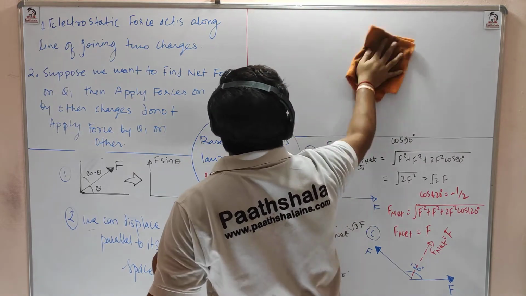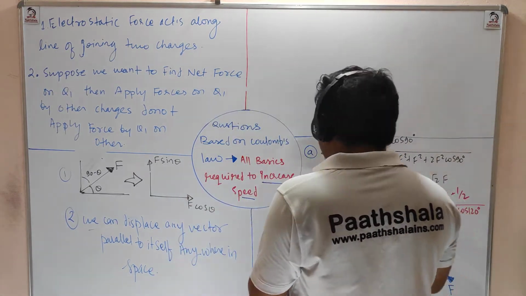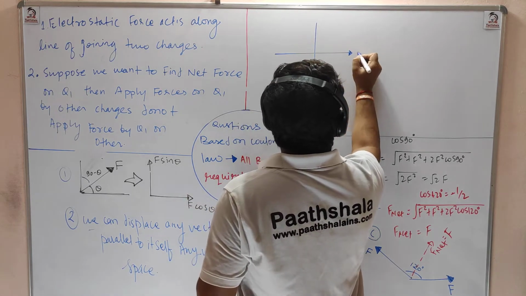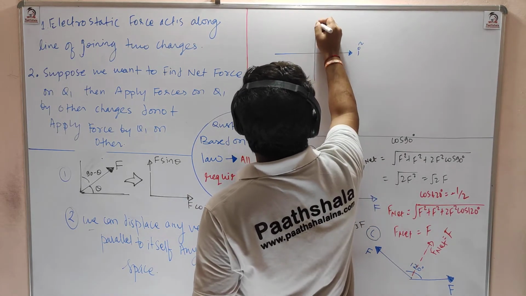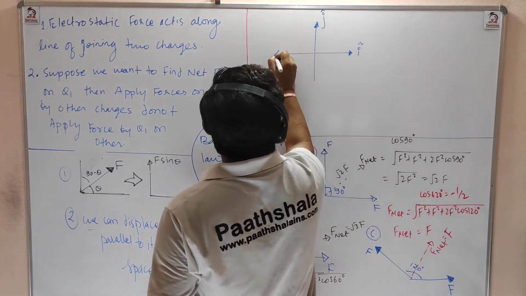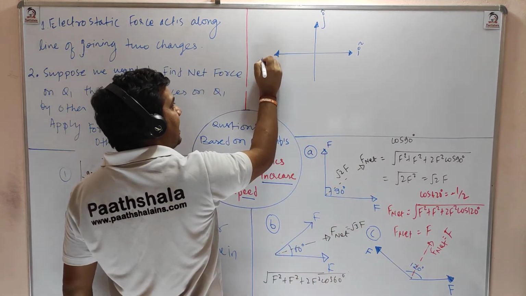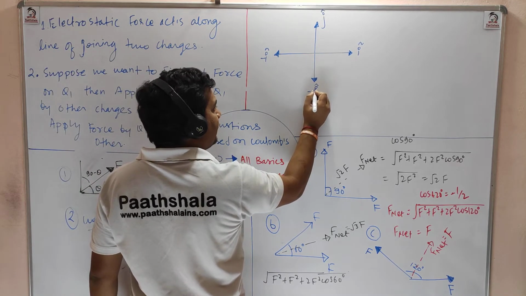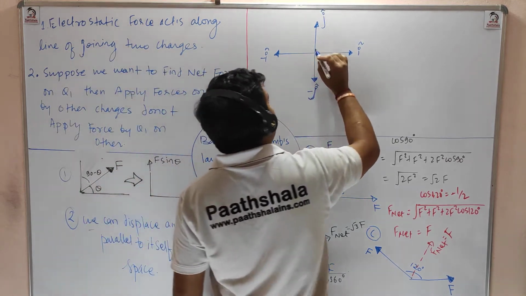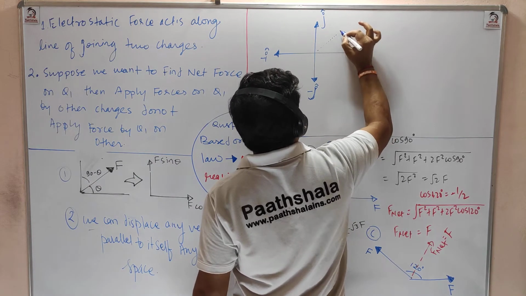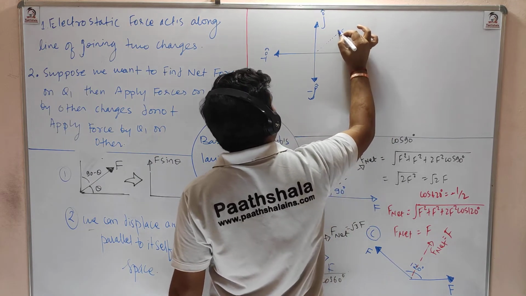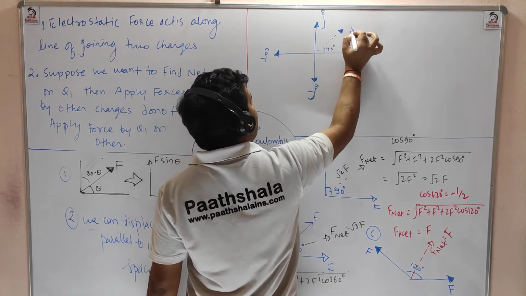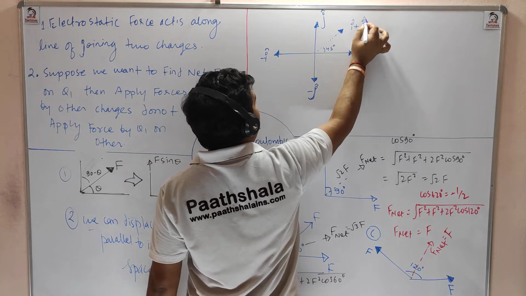One more basic by which you can give direction to your result. See this? This east direction is represented by I cap. This direction is represented by J cap. This direction is represented by minus I cap. And this direction is represented by minus J cap. Can you suggest how to represent this direction, northeast, 45 degrees? I plus J by root 2.